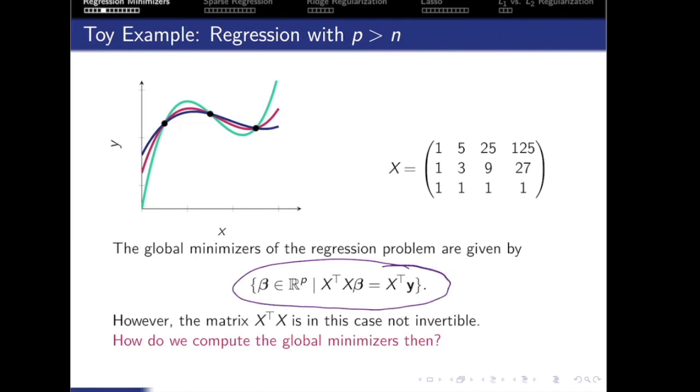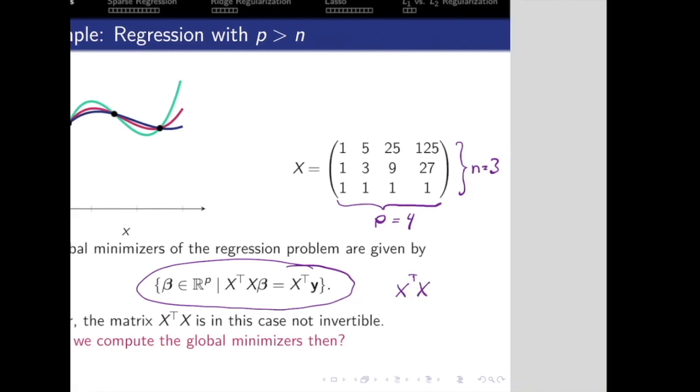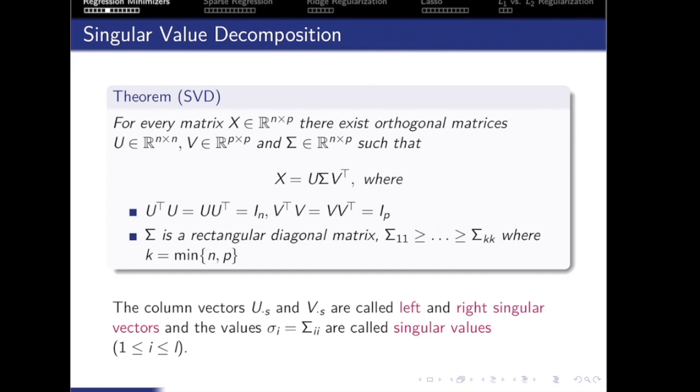beta. Now in this case, we have the dimensionality P, which is the dimensionality of our transformed feature space. P is here equal to 4, and we have only n equal to 3 observations. And this is a problem in the sense that a matrix like this will never return an invertible matrix X transposed X. And we can see why by applying the singular value decomposition.